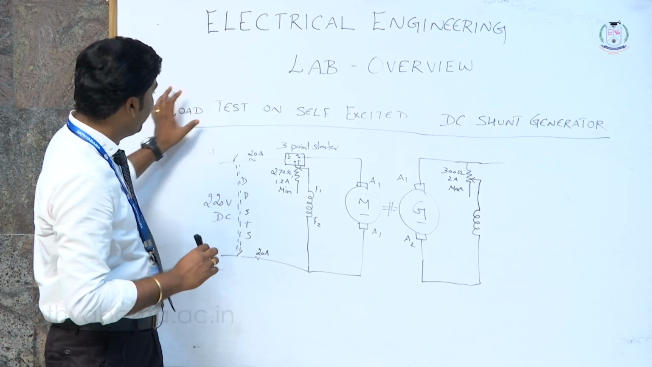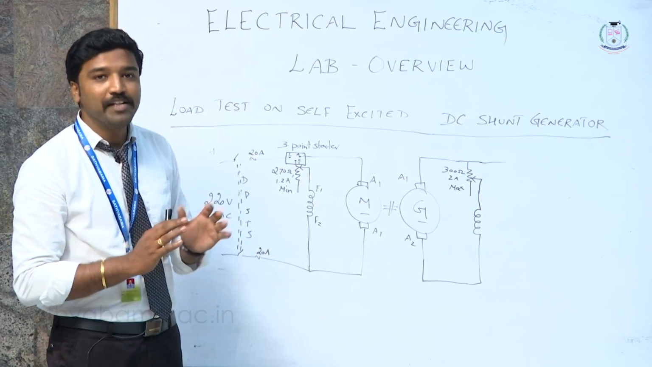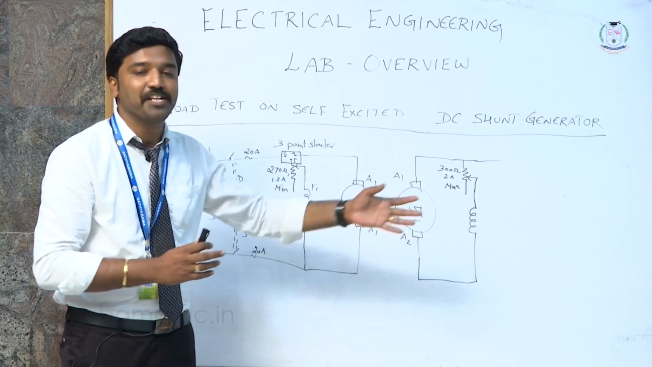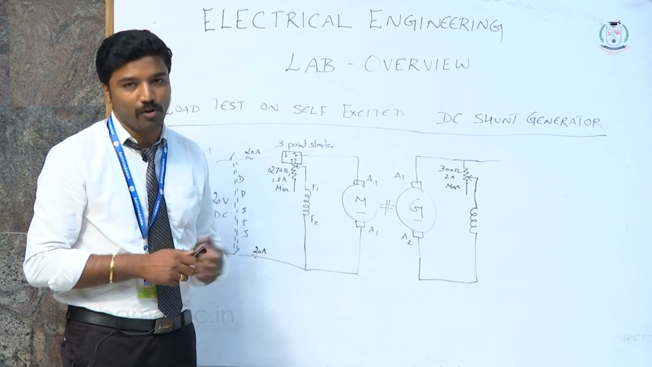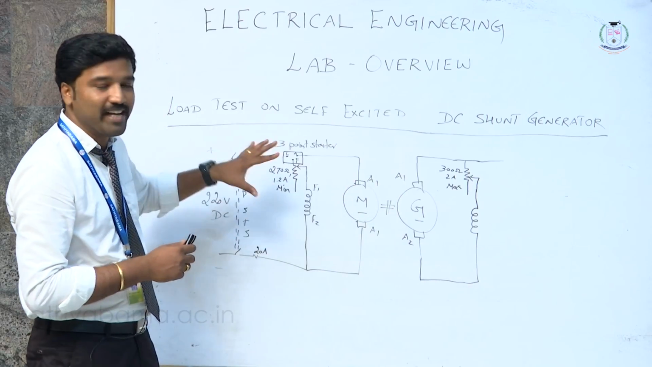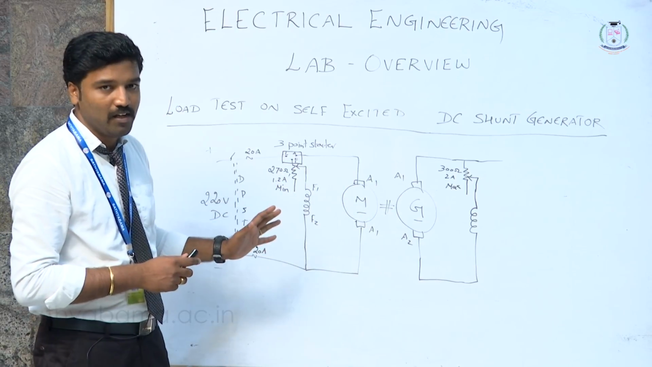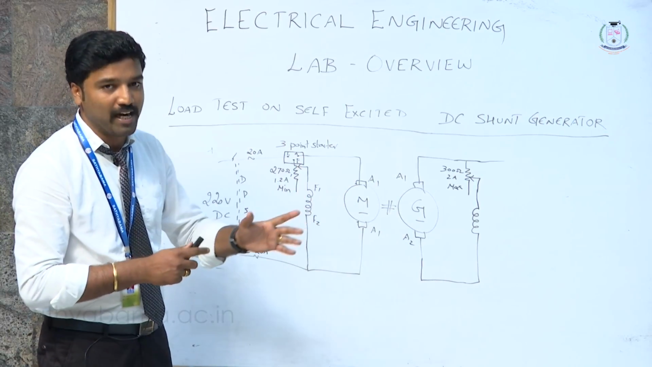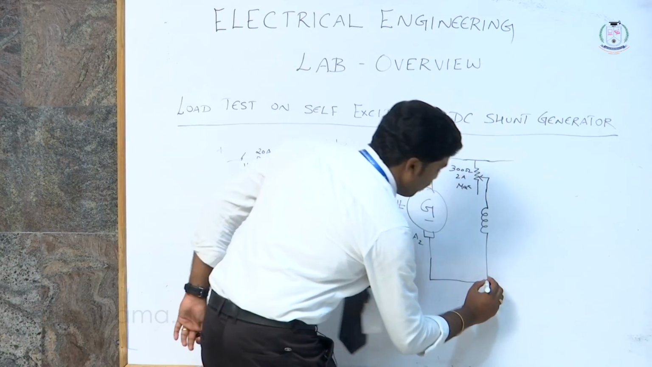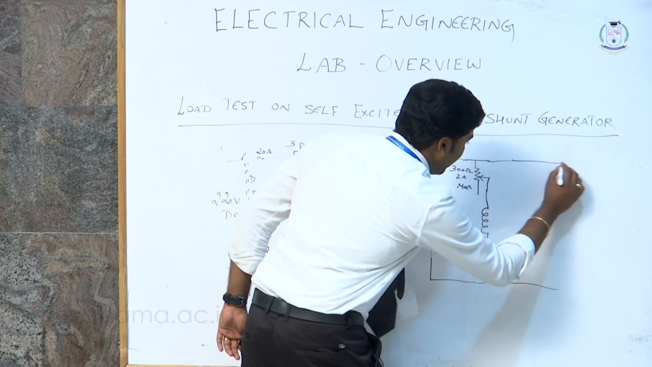But there is one more point, named load test. We are going to test the generator according to the variation in the load. So we are supposed to add the load also. This much of the diagram we can remember from the previous experiment itself. But going for the load is something in addition. Just remember this: I am going to connect a load.